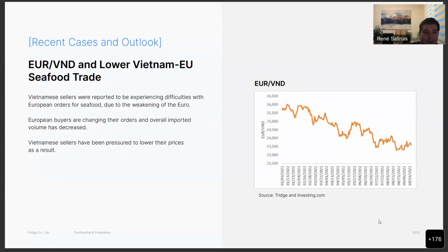A recent case is the European trade with Vietnam. Recently, there were reports that Vietnamese sellers were experiencing difficulties with seafood orders from Europe. European buyers are changing or even canceling their orders, so overall imported volume has decreased. As a result, Vietnamese sellers have been pressured to lower their prices. Both currencies have depreciated against the US dollar, but the euro has depreciated against the Vietnamese currency. So in this case, we would see a decline in overall traded volume from European importers from Vietnamese exporters.